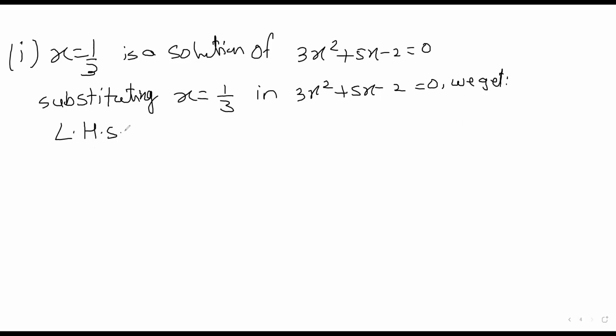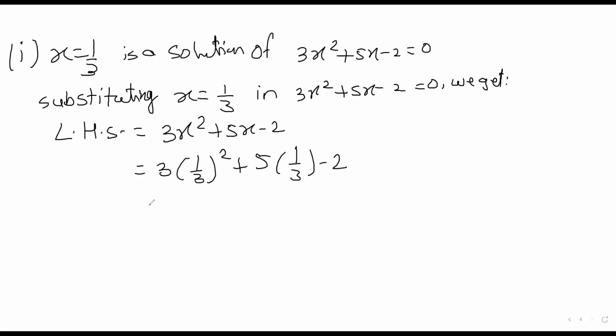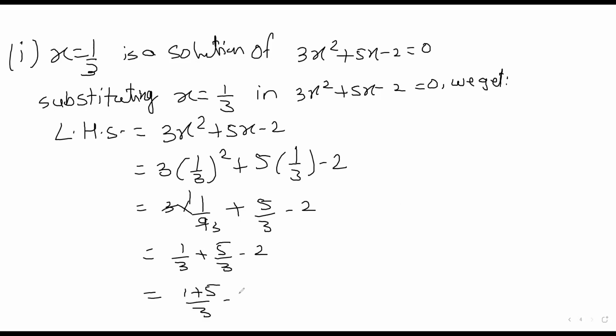So LHS is equal to 3x square plus 5x minus 2. Below it, now substitute the values of x: 3 into 1 upon 3 whole square plus 5 into 1 upon 3 minus 2. So you get 3 into 1 upon 9 plus 5 upon 3 minus 2, that is, हे आले 1/3. So 1/3 plus 5/3 minus 2.